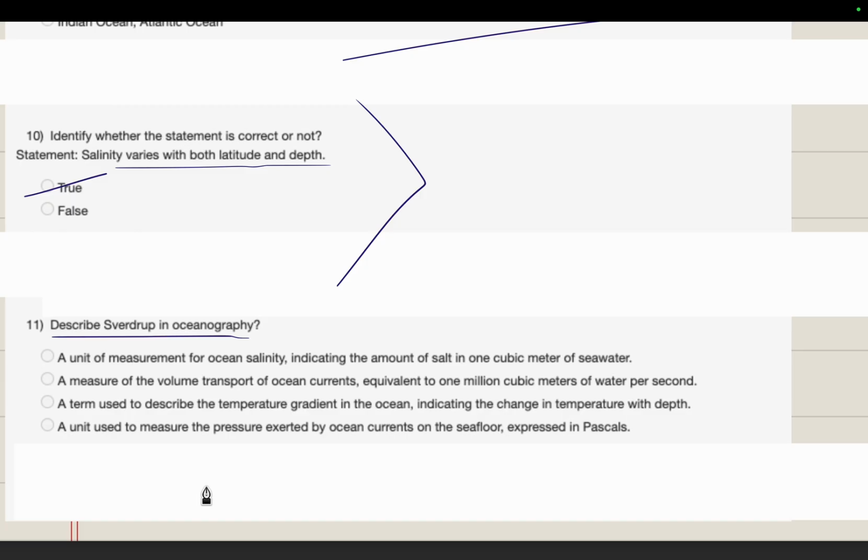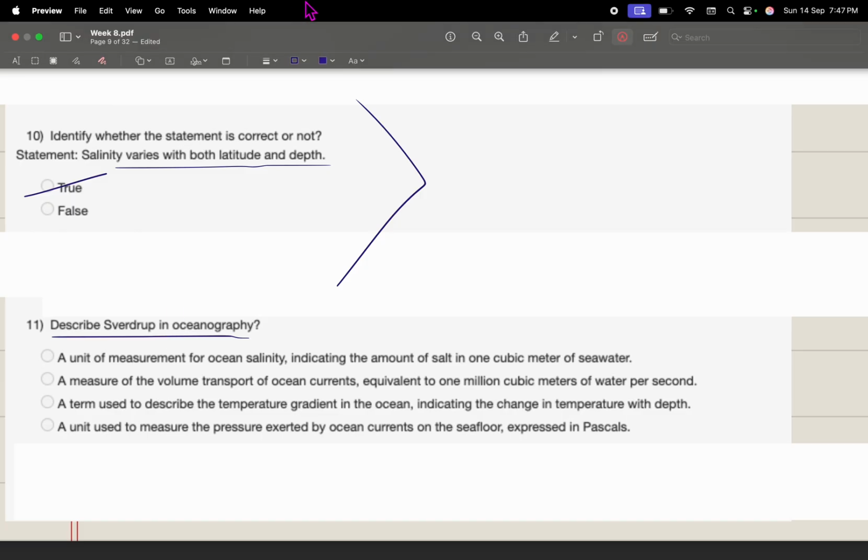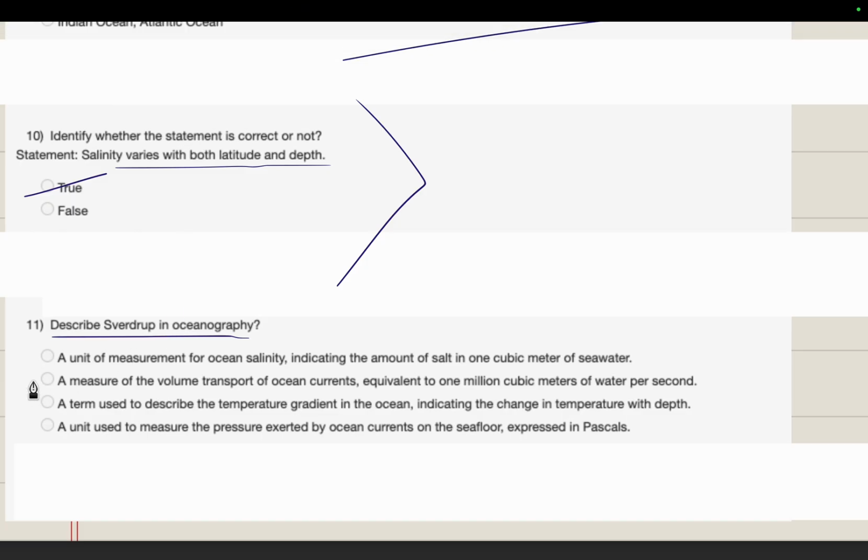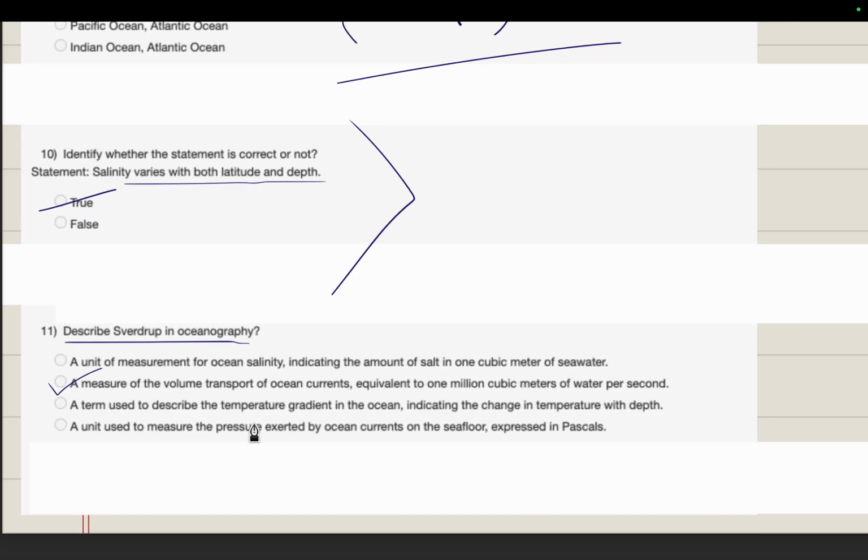Question 11, option B is correct. Sverdrup is a measure of volume transport of ocean current equivalent to 1 million cubic meters of water per second. Question 11, option B is correct.